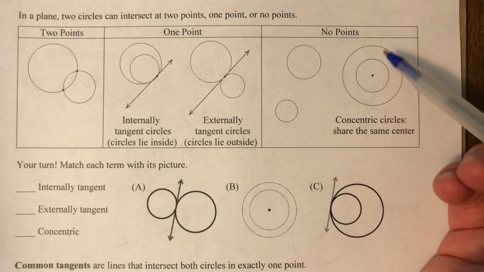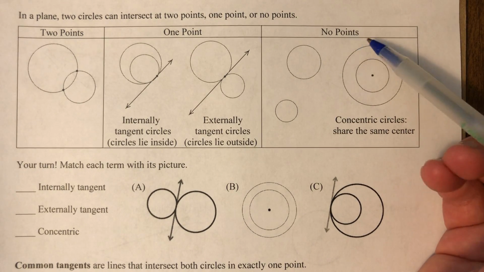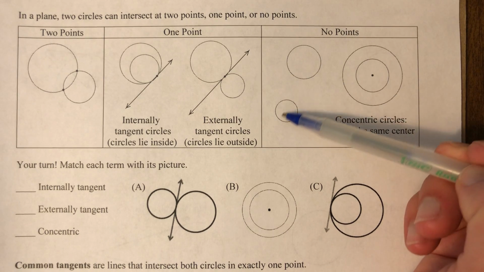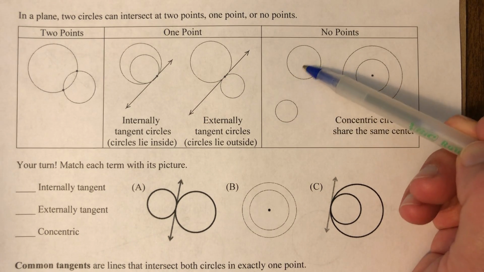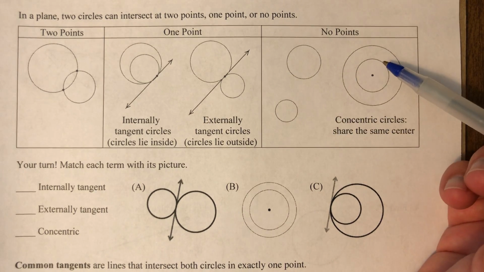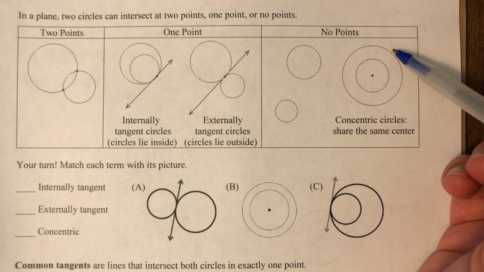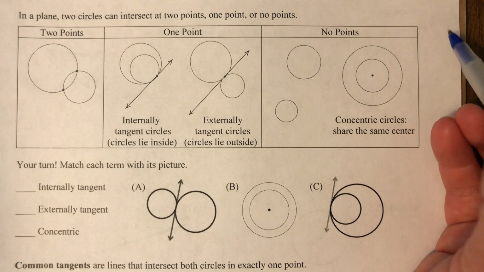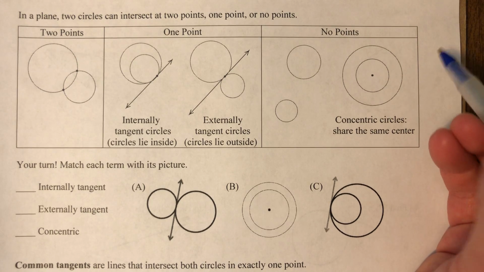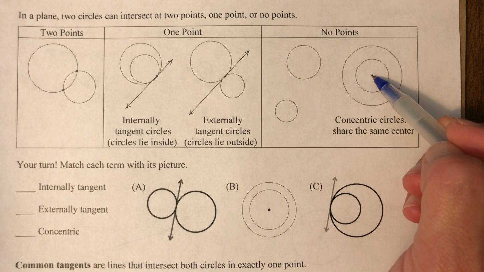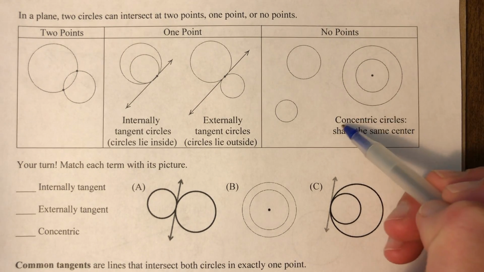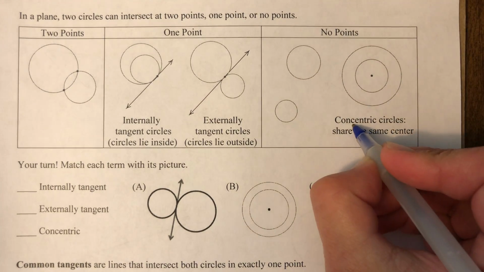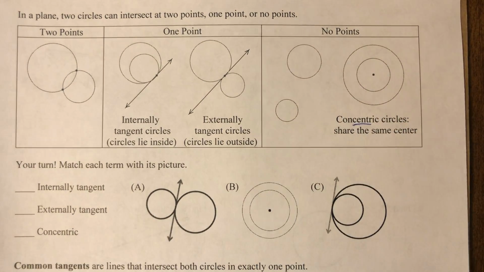And then the last thing they could do is they could intersect at no points at all. They could be completely away from each other like this. You could have a circle inside another circle. And there's a special case where they actually share the same center. This is called concentric circles. You can actually see the word center here, kind of. Okay, so those are a few things that can happen.